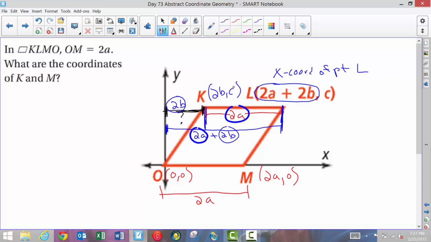I know it's c because the c value I got from L, since L and K are on the same line, they have the same y value. So K is at 2b, comma, c.